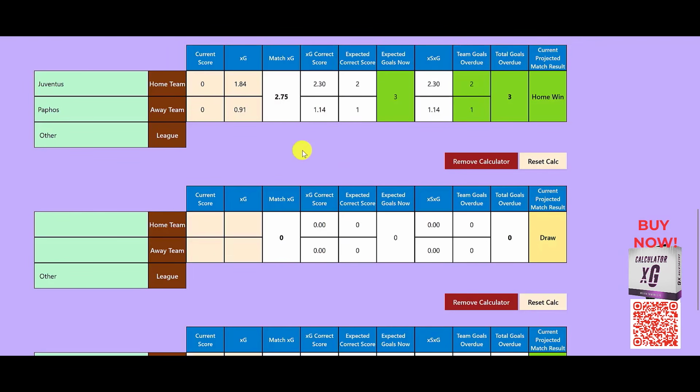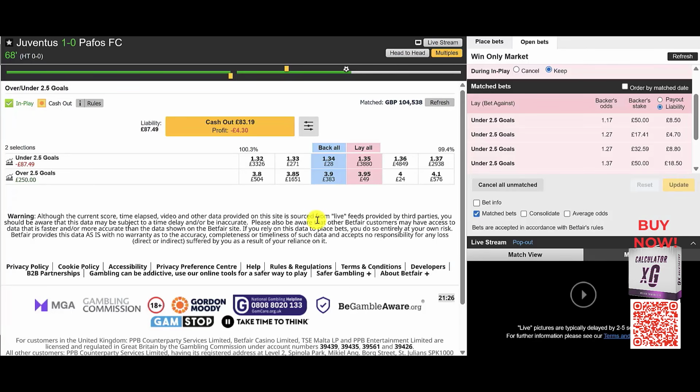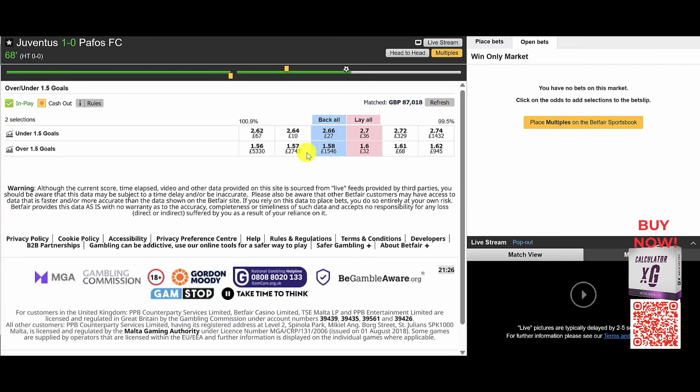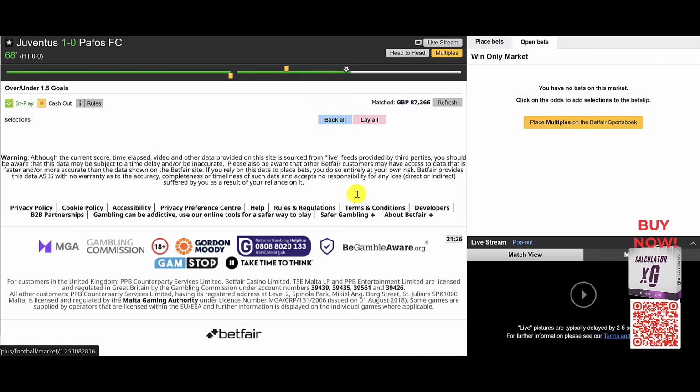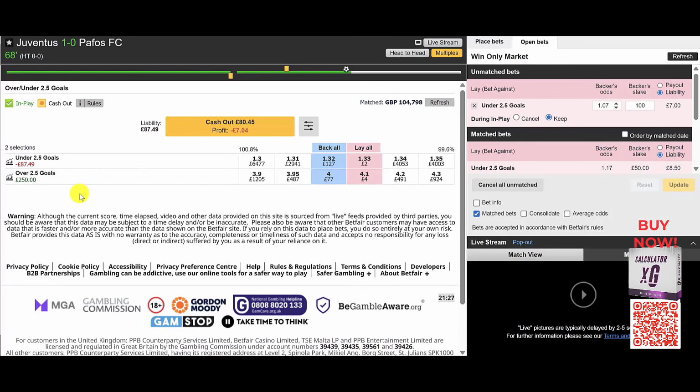So, having a look at the data here, I've updated the XG. We're going to update the correct score to Juventus, which is the 1-0. So we've still got 2 goals overdue in this one, and even a potential goal overdue to Paphos. So this doesn't look like it's over just yet. So we're going to stick with this. And another option we could have is to get involved, potentially laying the under 1.5 goals. So we could also do that at some point. But let's see what happens. We're going to stick with this, and we're going to look for that second goal that we are expecting. The data is telling us should arrive at some point. Let's see what happens.